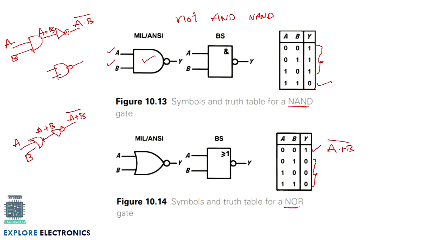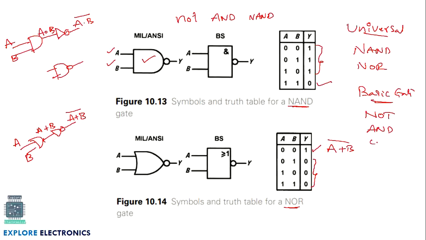This NOR gate and NAND gate are called universal gates. Remember this also, we call them universal. NAND gate and NOR gate are called universal gates. And we say basic gates. Which are basic gates? The 3 gates which we have seen earlier, that is NOT gate, AND gate and OR gate. These 3 gates are called basic gates and these 2 gates are called universal gates.